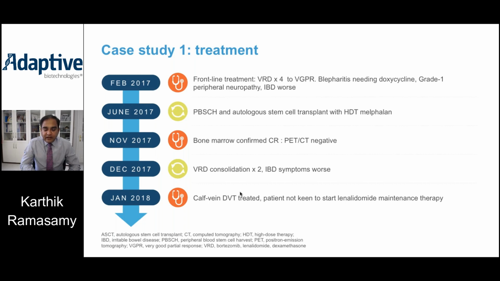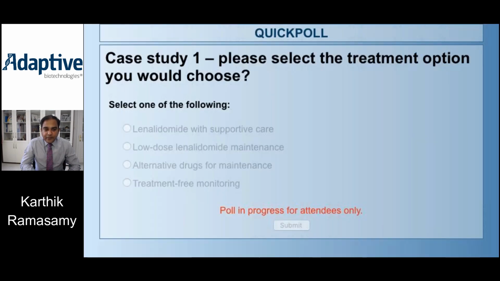So we now have a lady who is fully active and working, who's achieved a bone marrow confirmed CR and PET CT negativity, completed a consolidation, but is unkeen to proceed to maintenance. So I want to do a poll at this point to check what you would all do next in this particular patient. So there are 4 options, as you can see.